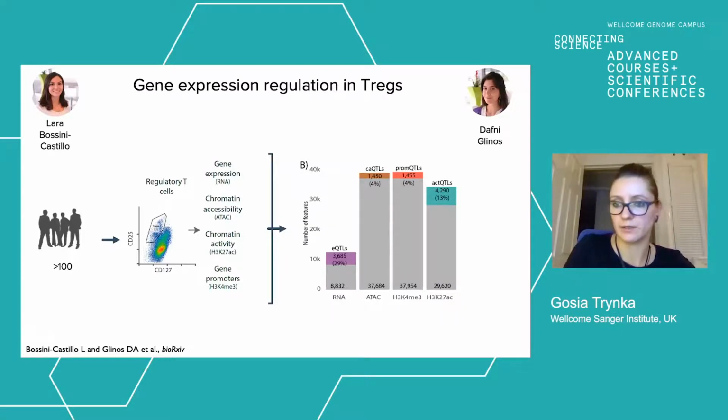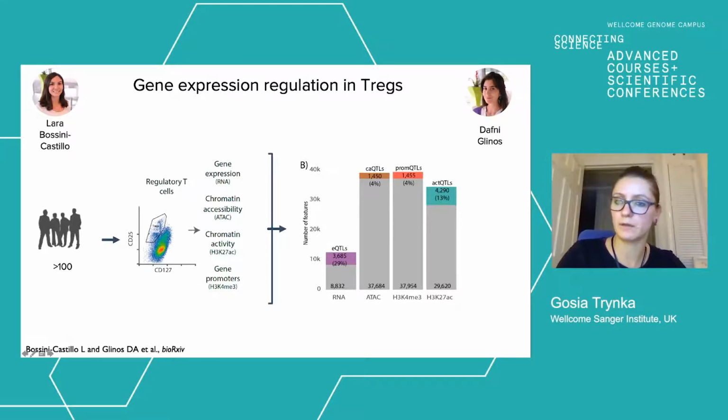Because TRex are an infrequent cell type, we noticed that there weren't any publicly available data sets that would allow us to follow up this SNP enrichment signal in TRex more substantially. So what we did was to recruit over 100 healthy individuals and then isolate TRex from those individuals.